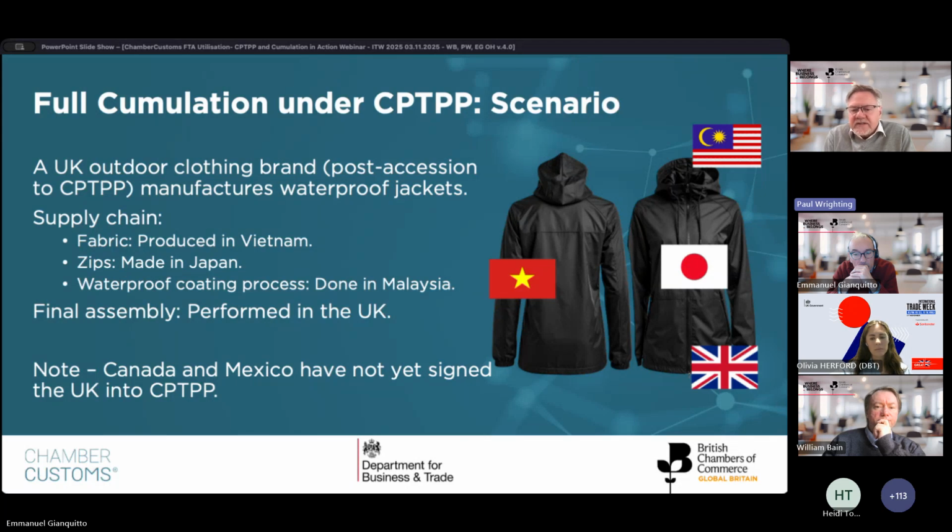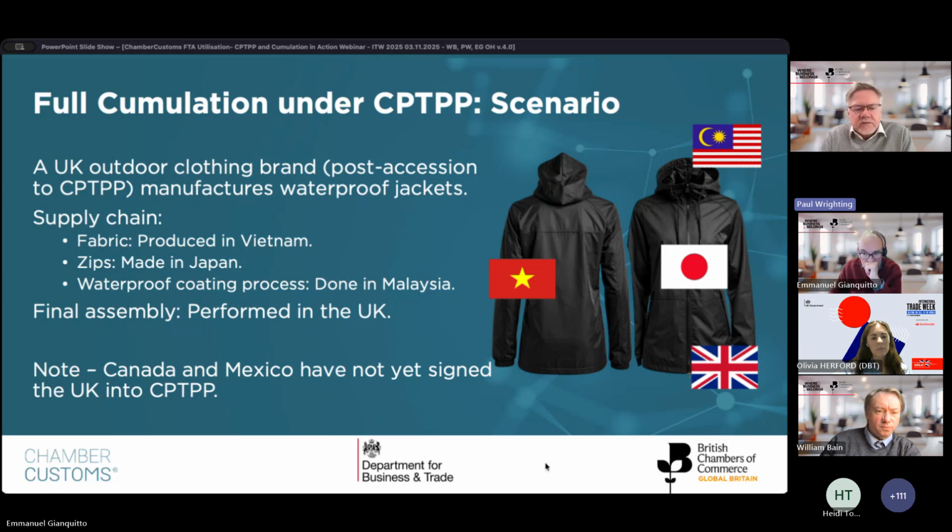Now, if we weren't in CPTPP, then the chances of those goods qualifying as UK origin when we export them under the preferential trade agreement would be very low. But because we're allowed to accumulate and treat the fabric from Vietnam, the zips from Japan, and the water coating process done in Malaysia as UK origin, we can then claim preference when the goods are exported to another CPTPP country, saving tariff. So it makes the trade agreement much more flexible for those involved.